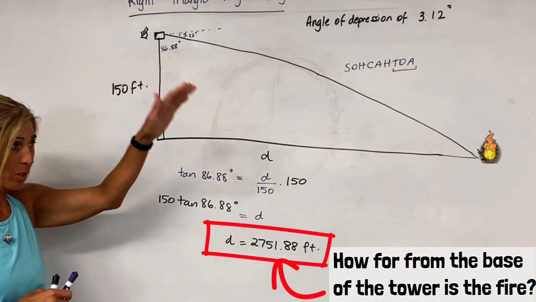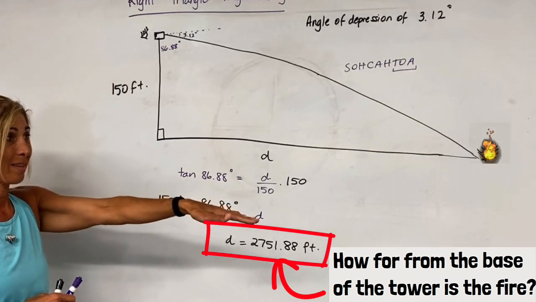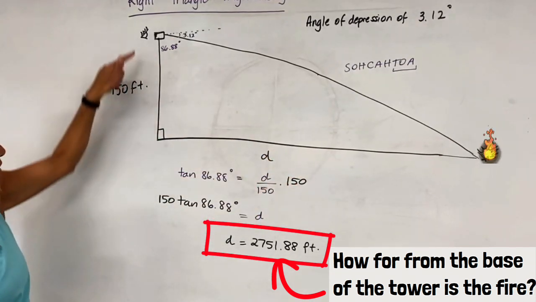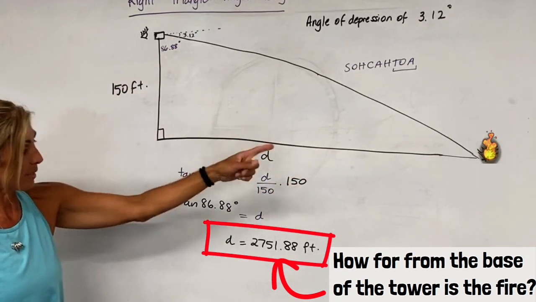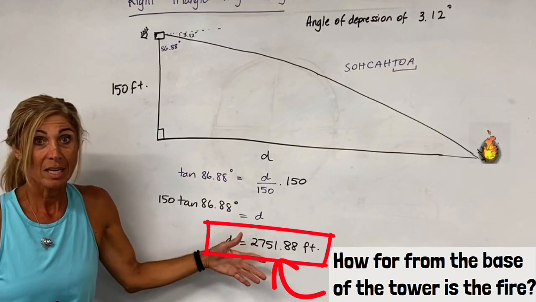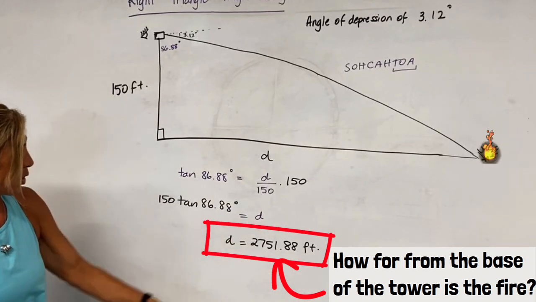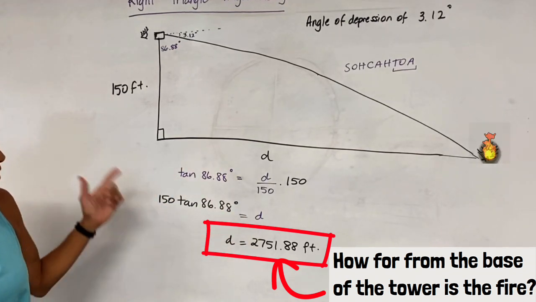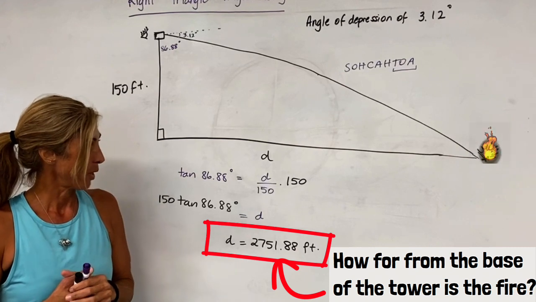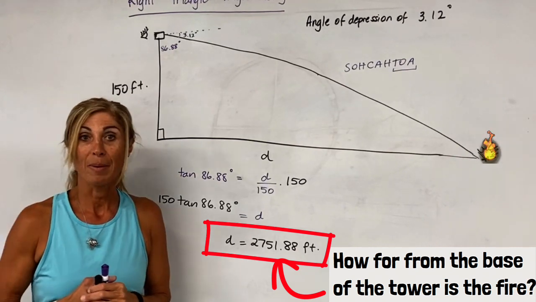If my angle of depression is only 3 degrees, that means we're quite a distance away. If the height of the tower is 150, then that seems pretty reasonable, that it should be about 10 times or more greater. So we've calculated that the fire happens to be 2,751.88 feet from the base of the tower.